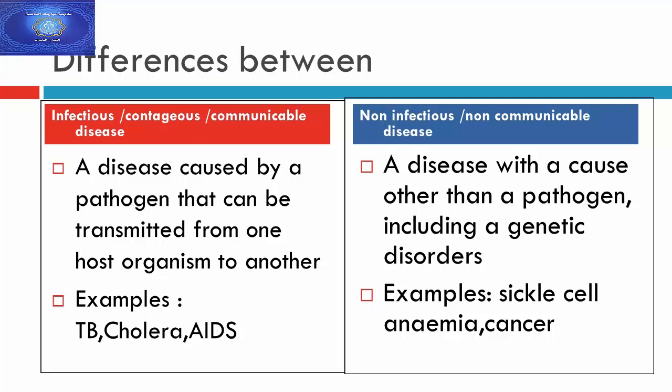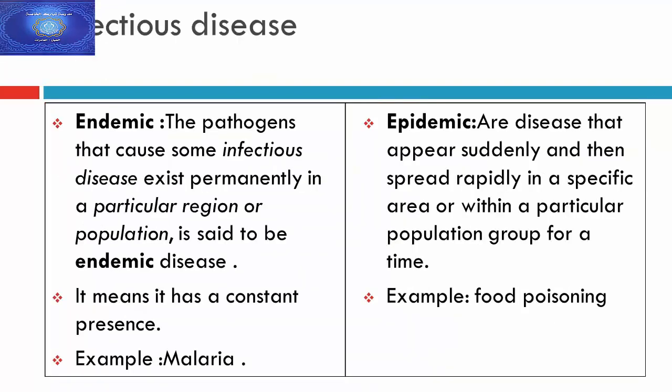So what is a non-infectious or non-communicable disease? That disease is not caused by a pathogen, but includes some genetic disorders. That means sickle cell anemia, cancer. These are all genetic disorders. And sometimes a small thing like a headache comes to me, but it cannot be transmitted from one person to another. Understand? So you have the difference between infectious disease and non-infectious disease. Now we have to know about infectious disease in detail.